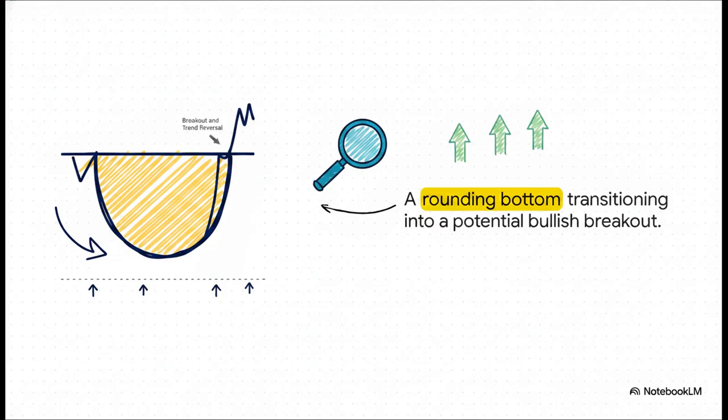Now, what analysts note here is that the ideal handle depth is a shallow retracement, usually less than 1/3 of the cup's depth. That shallow pullback is exactly what you want to see. It signals a very, very strong setup right before a potential bullish breakout.